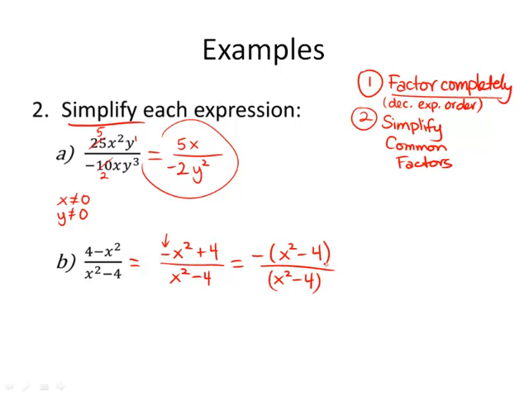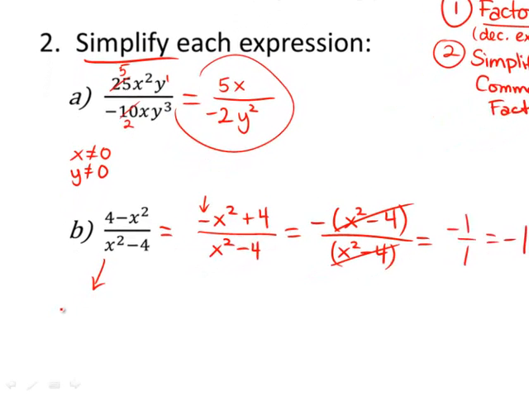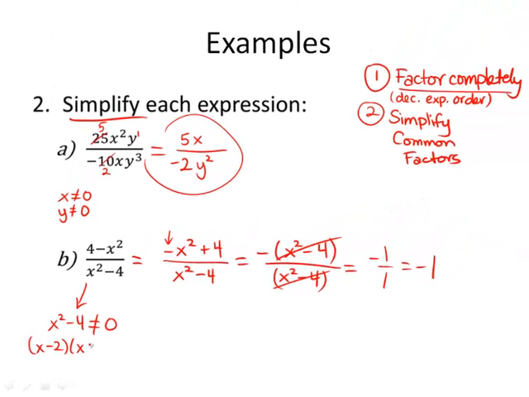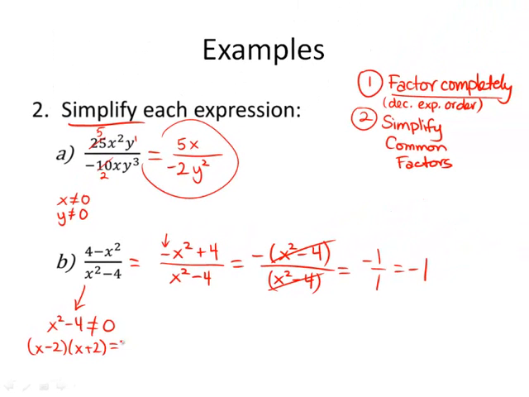Now we could completely factor these and use the difference of squares, but if they are the same right away, then hey, divide by them. You're left with -1 over 1, which is -1. Notice that if you had to restate the restrictions here, x squared minus 4 cannot equal 0. Now, since this is a square, you want to factor this using the difference of squares formula, which leaves us with x does not equal 2 or -2.